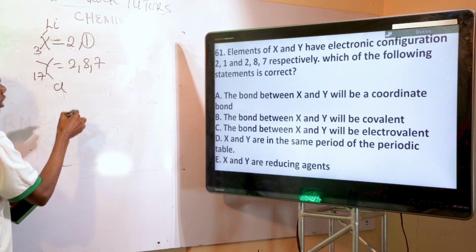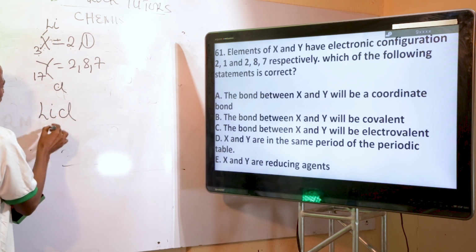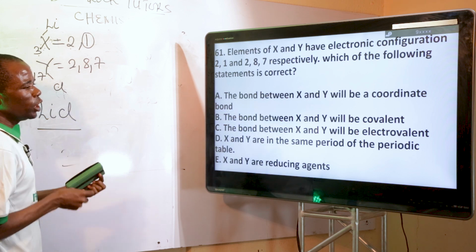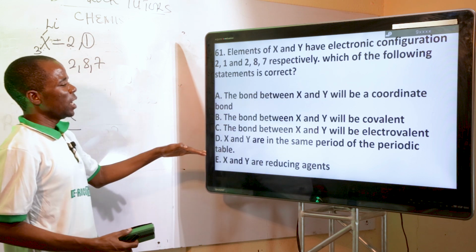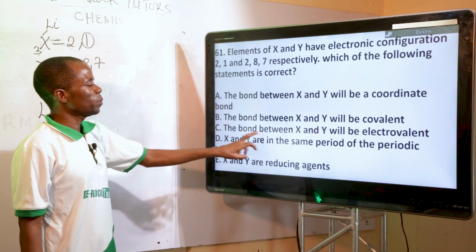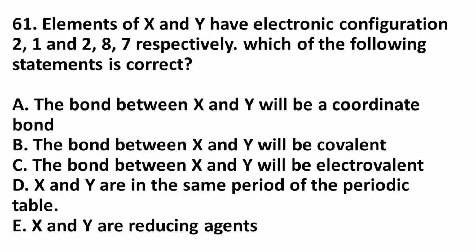And what kind of bond is present between lithium and chlorine? That's LiCl. The kind of bond between a metal and a non-metal is ionic bond. So if you look at this, we will see that the correct option is option C. The bond between X and Y will be ionic. Ionic bond is also called electrovalent bond. The correct answer is option C.